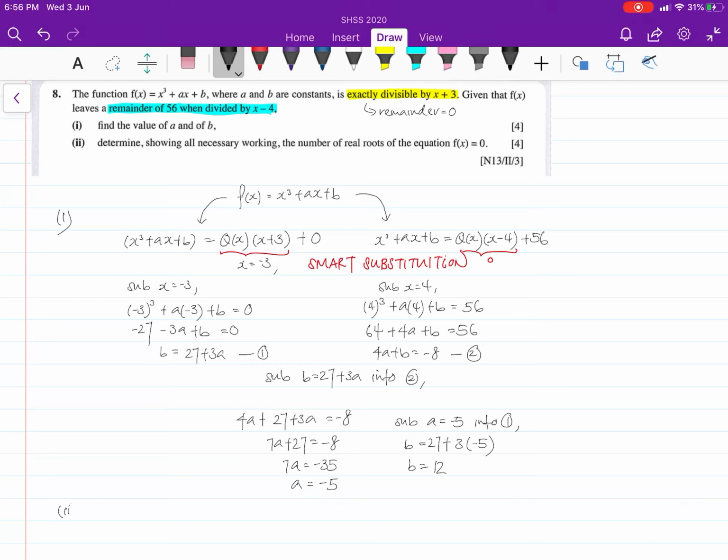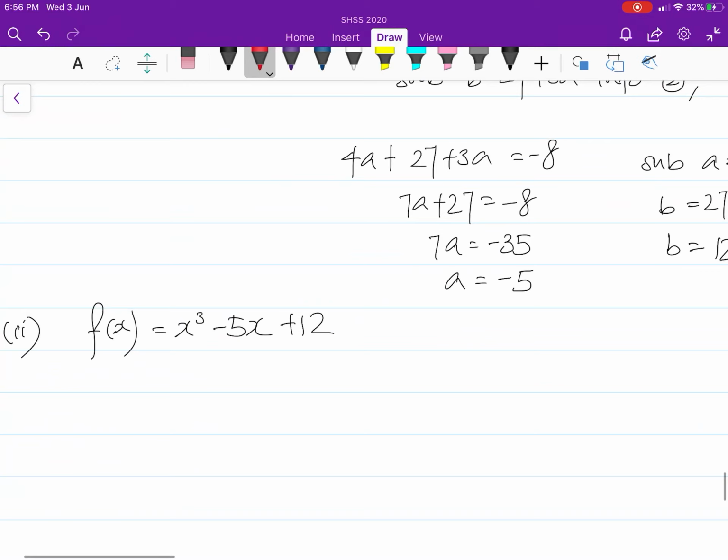Part 2 is asking for this. Determine, showing all necessary working, the number of real roots of the equation f(x) equals 0. So we have f(x) equals x cubed plus ax plus b, which is x cubed minus 5x plus 12, substituting the values that we found just now. They want the number of real roots when f(x) equals 0. Now read the question. It says f(x) equals 0. What we need to do is equate this to 0: x cubed minus 5x plus 12 equals 0.